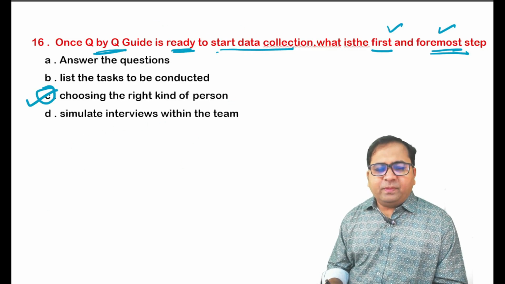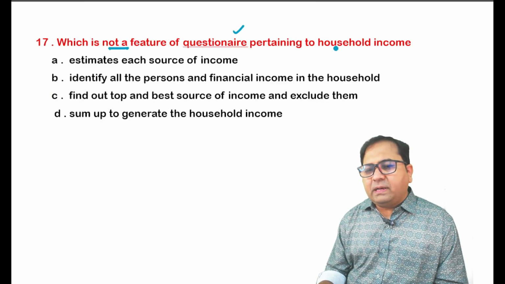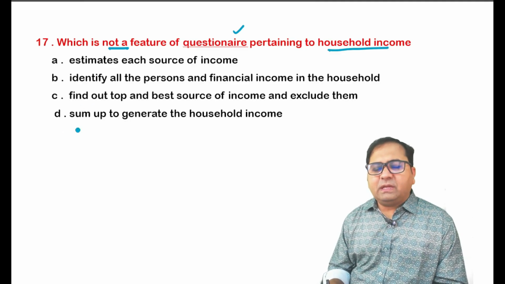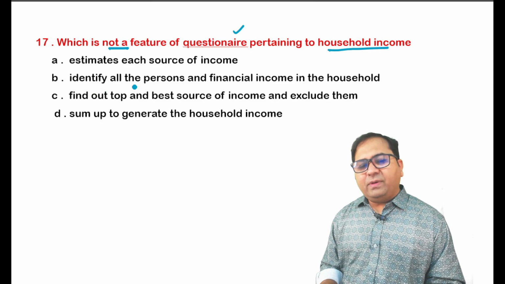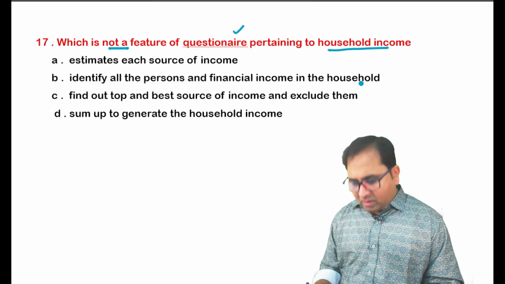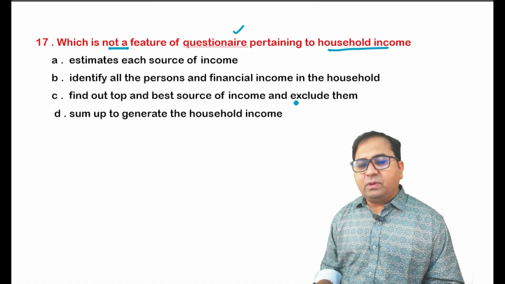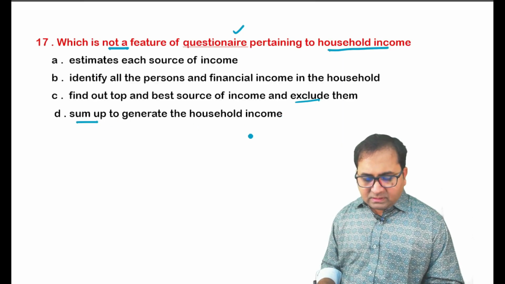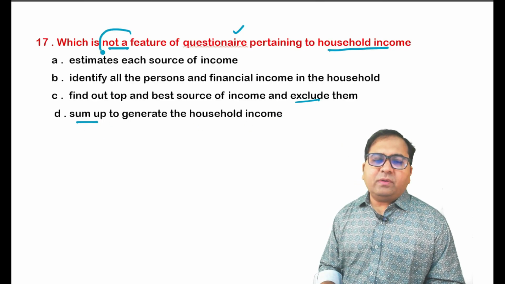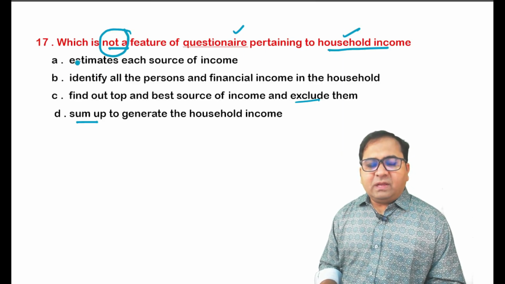Okay, now next, which is not a feature of questionnaires pertaining to the household income? The options they gave are: A, estimates each source of income; B, identify all the persons and financial income in the household; C, find out the top and best source of income and exclude them; or D, sum up to generate the household income. So of the options they gave, which is not a feature of the questionnaires pertaining to household income? Once again we will see the options.